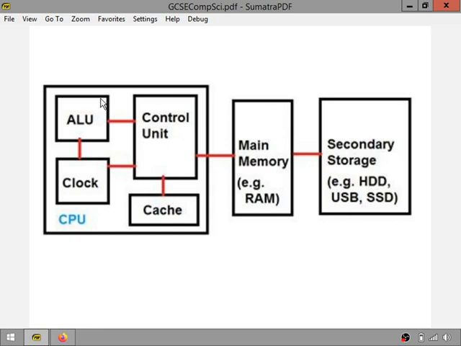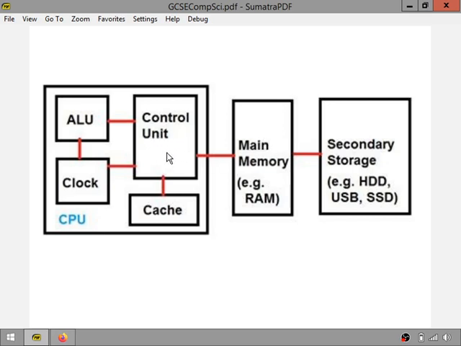Anyway, over here on my left, I've got a diagram of a CPU. Don't worry about what's inside there just yet. Over here we've got our main memory. So in the first stage of the fetch execute cycle, we take our instructions from the main memory and we load them into the processor.